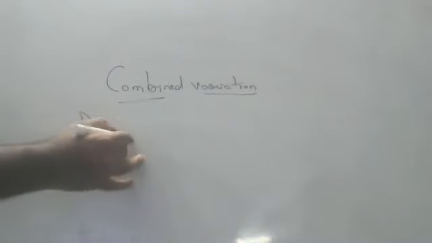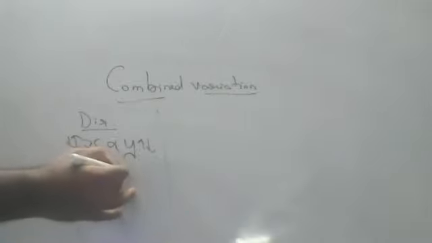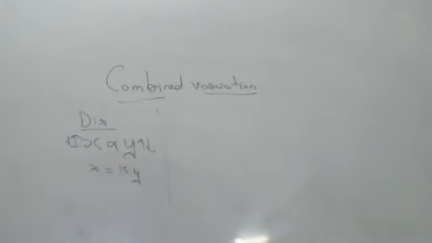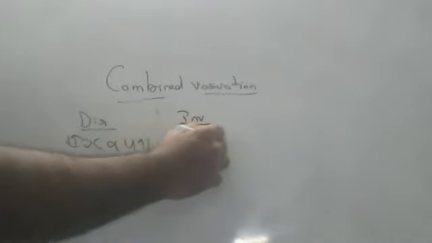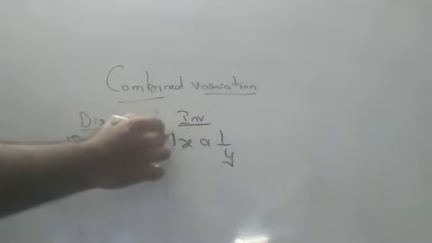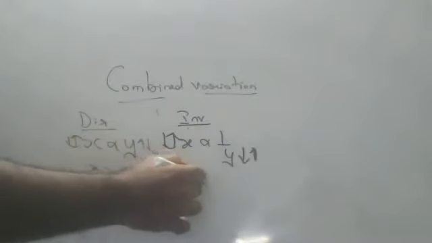X is directly proportional to Y. Means what? If X increases, Y increases. If X decreases, Y decreases. Removing the proportionality, X is equal to KY. This is direct proportion. And what is inverse proportion, children? We studied inverse proportion also. If X increases, Y decreases. If X decreases, Y increases. X is equal to K by Y.